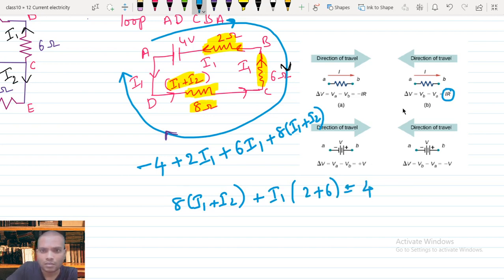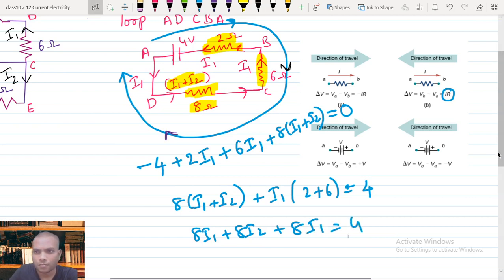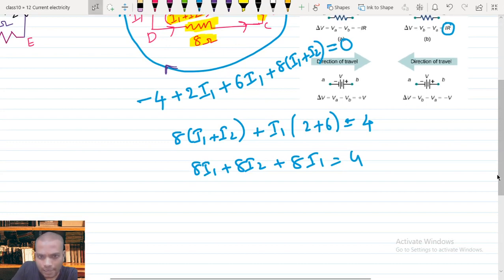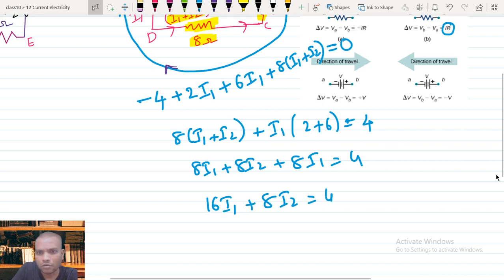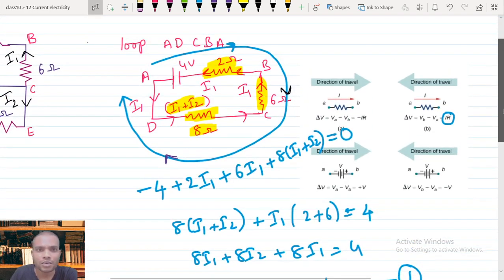I said that it's supposed to be written equal to 0. If you write it equal to 0, then this expression changes like this. Or you can simplify this further. So 8I1 plus 8I2 plus again 8I1 is equal to 4. So I get 16I1 plus 8I2 equal to 4. Let me take this as equation 1. This is the equation I got from the loop A, D, C, B, A.